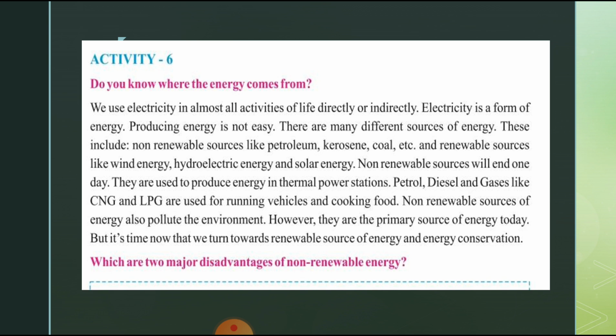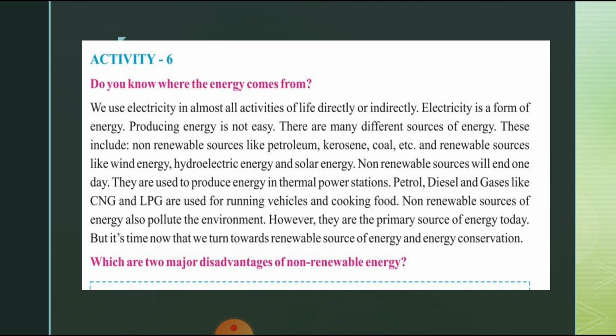See what they have said over here. Now it is time that we should move towards renewable sources, like wind energy, hydroelectricity, and solar energy, and we should do energy conservation. We know the different types of energy. They are chemical energy, kinetic energy, elastic energy, electric energy, thermal energy, nuclear energy, light and sound energy. All these are different types of energy.